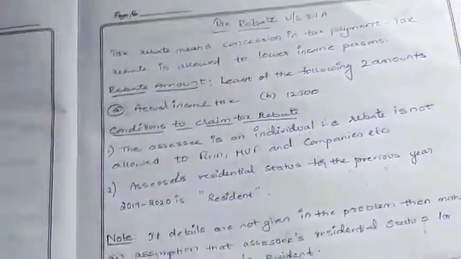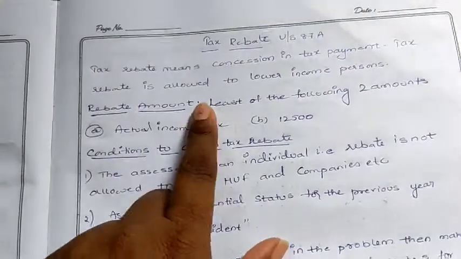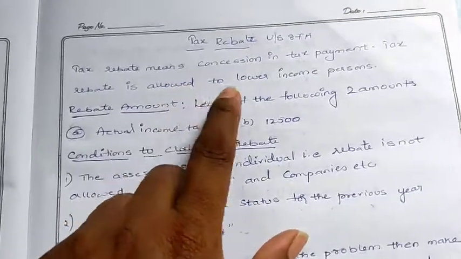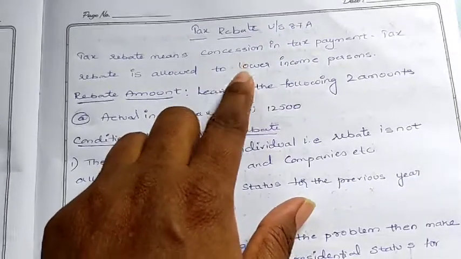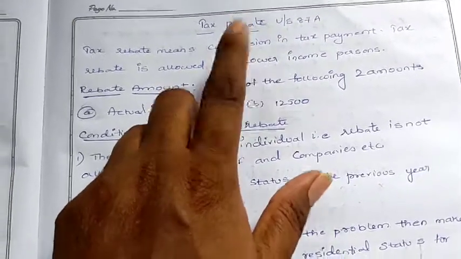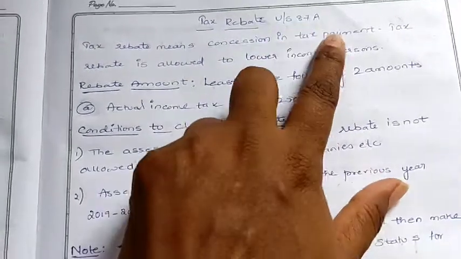So afterwards the next topic is about tax rebate. Very important topic. Listen carefully. So actually what is the meaning of tax rebate? Let's see. It is a tax rebate under section 87A.